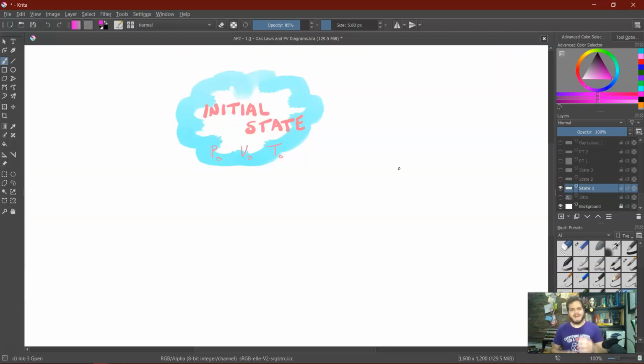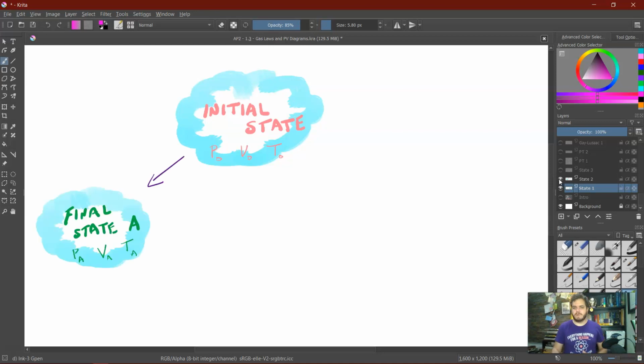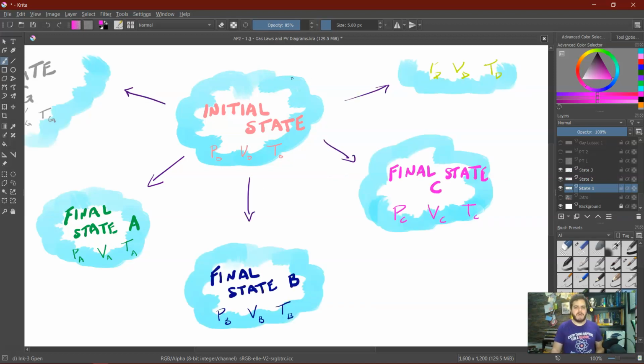So as you recall, these state variables can change through time. Originally, our thermodynamic system, our gas, is in some initial state with some initial pressure, initial volume, and initial temperature. But this can change as various factors are altered. And we can go to some final state, we'll say A, with pressure PA, volume VA, and temperature TA. But that's not the only option. There are literally limitless numbers of states we can go to, and we have to be able to figure out, well, how do we get from one to the next?